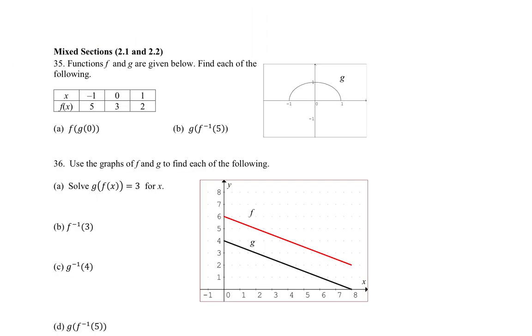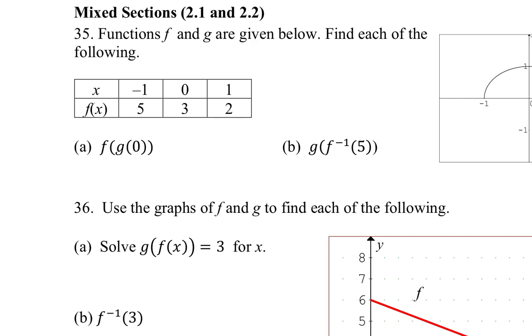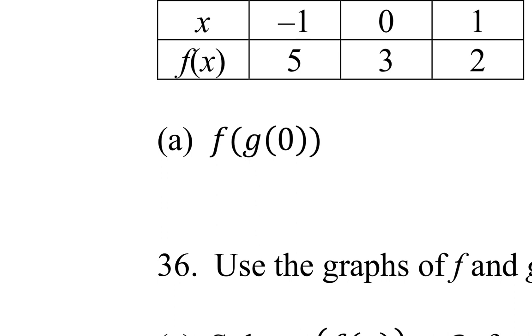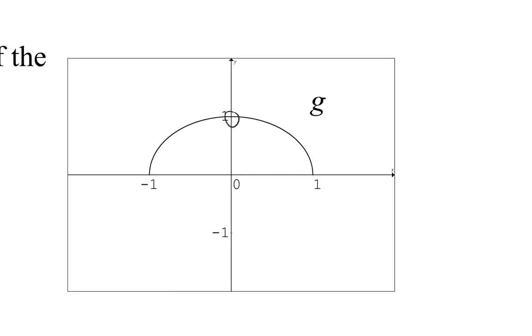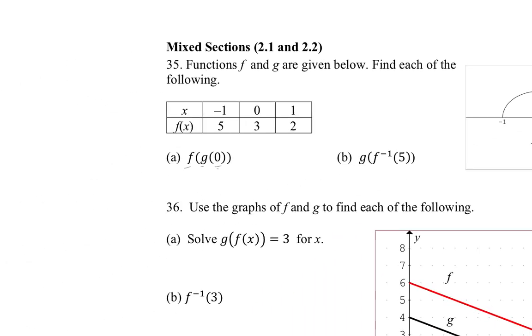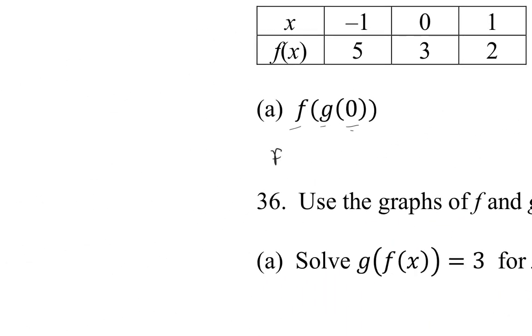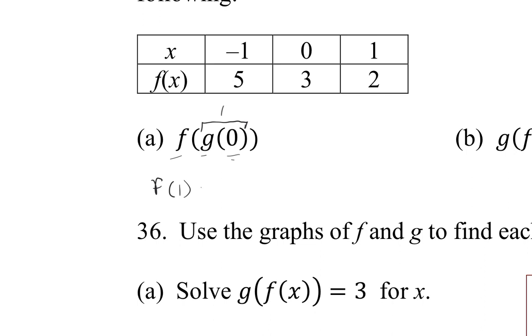Okay, so for question 35, we have that functions f and g are given below, so we want to find each of the following. So first, we have f of g of 0. Looking at our graph, g of 0 appears to be 1, so f of g of 0 is the same as f of 1. Now f of 1, from our graph, is equal to 2. So that is the answer to 35A. Perfect. Nice and easy.